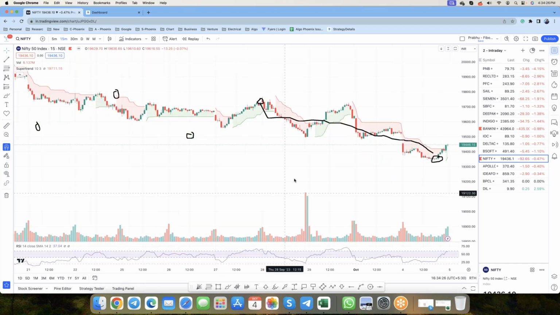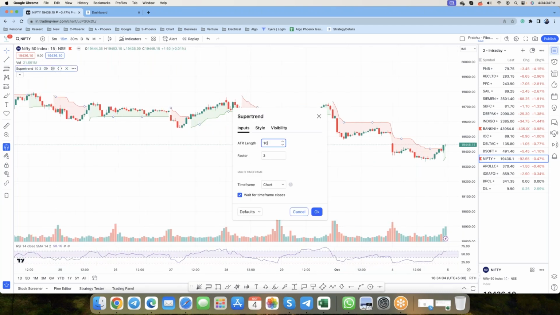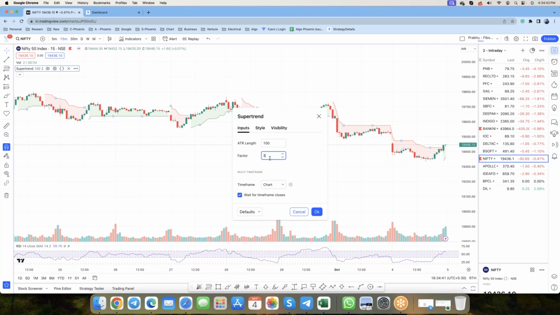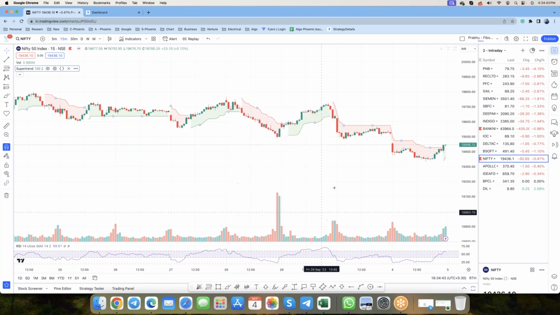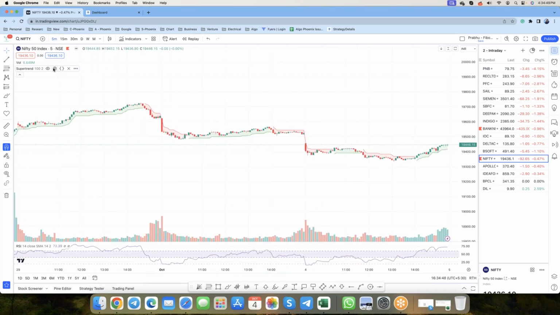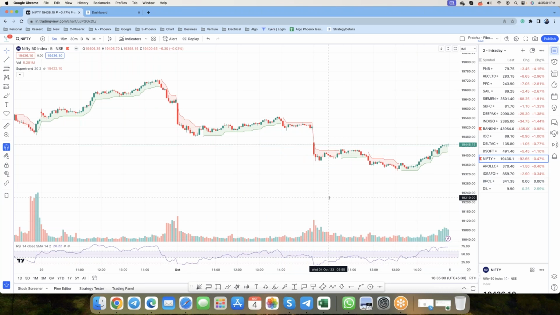Now, do we need to use the similar numbers or can we change? Of course, it's up to you. You can change it to maybe 100, factor 3. You can try this, or you can try changing the factor to 2. You can change your time frame to 5 minutes, 3 minutes, 15 minutes, 20 minutes, whatever, and you can see how the data is coming over here. Now, will this be profitable if I deploy in the live market?